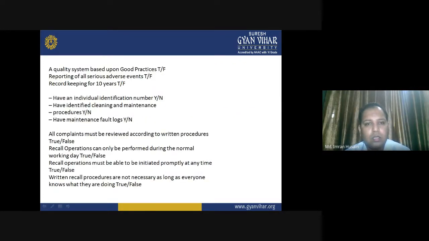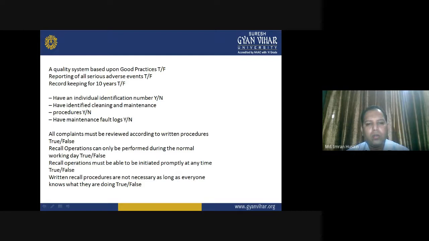Now, these are the questions. A quality system is based upon good practices, true or false. Reporting of all serious adverse events, true or false. Record keeping for 10 years, true or false. Having an individual identification number, yes or no. Have identified cleaning and maintenance procedures, yes or no. Having maintenance fault logs, yes or no. All complaints must be reviewed according to written procedures, true or false.